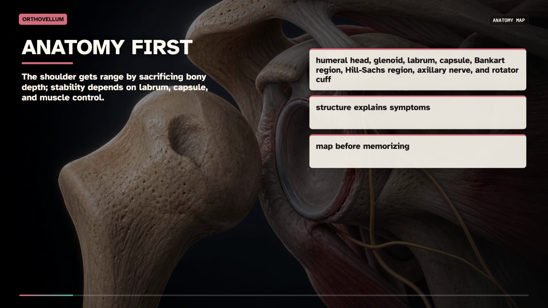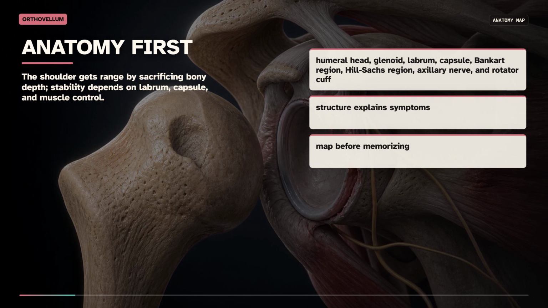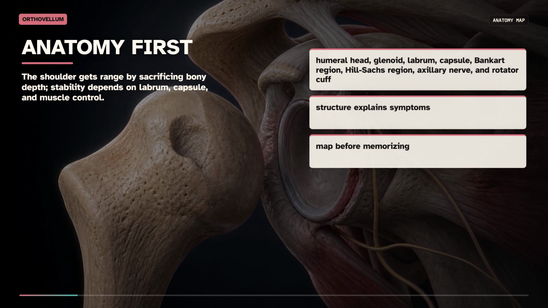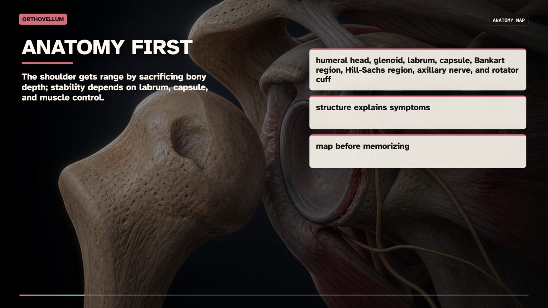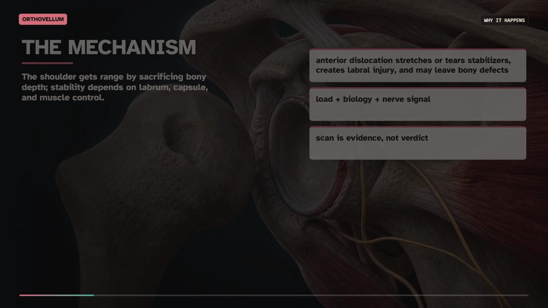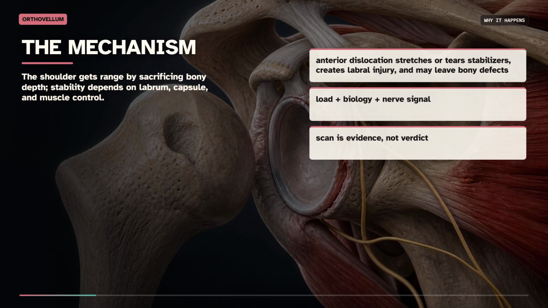In real life, the problem sounds like this: a traumatic shoulder pop-out, severe pain, ER reduction, and fear that it will happen again. That story is the doorway into the diagnosis. It tells us which tissues are likely overloaded, irritated, torn, compressed, or failing to share load. The core mechanism is anterior dislocation stretches or tears stabilizers, creates labral injury, and may leave bony defects.